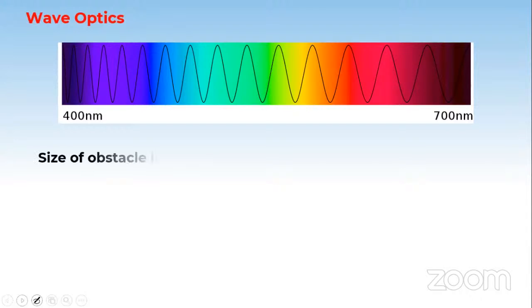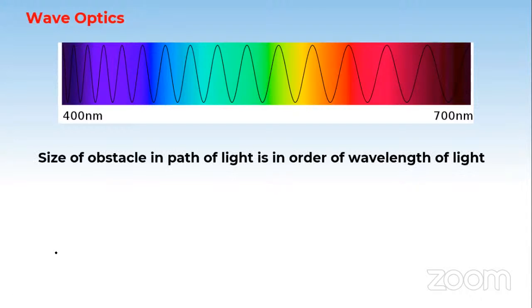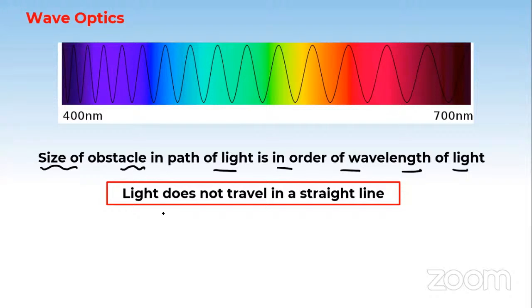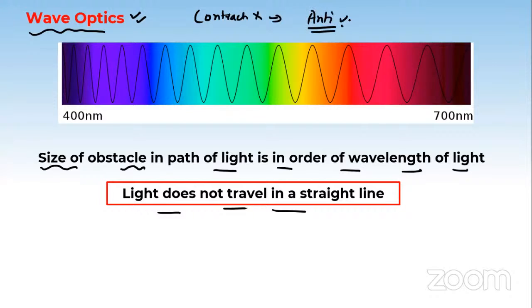Next comes wave optics. As per wave optics, students, we say the size of the obstacle in the path of the light is of the order of the wavelength of the light. Suppose, let me tell you, it says that light does not travel in a straight line. This is according to today's chapter topic, wave optics. So it is in contradiction, or you can say not properly a contradiction, I can say it is anti to geometrical optics. Why anti or opposite? It gives an opposite sense.